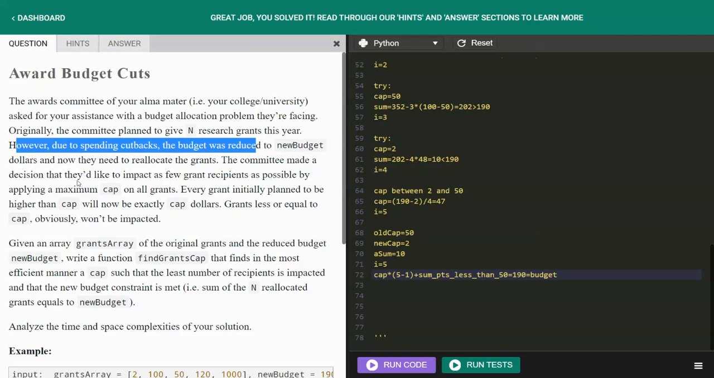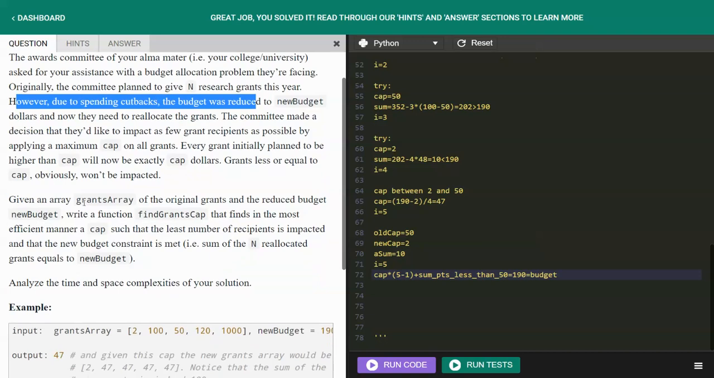The committee made a decision that they would like to impact as few grant recipients as possible by applying a maximum cap on the grants. Every grant initially planned to be higher than the cap will now be exactly cap dollars. Grants less than or equal to the cap obviously won't be impacted.